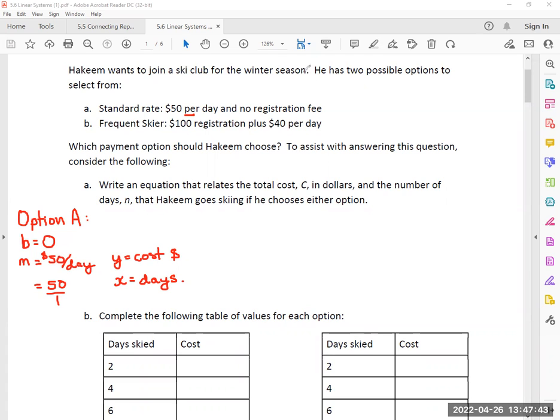My equation is, remember, Y equals mx plus b. Write an equation that relates the total cost, so that's going to be C, and the number of days, n, so that's going to be n. Y equals mx plus b. For option A, it's going to be Y equals mx plus b, which is 0.